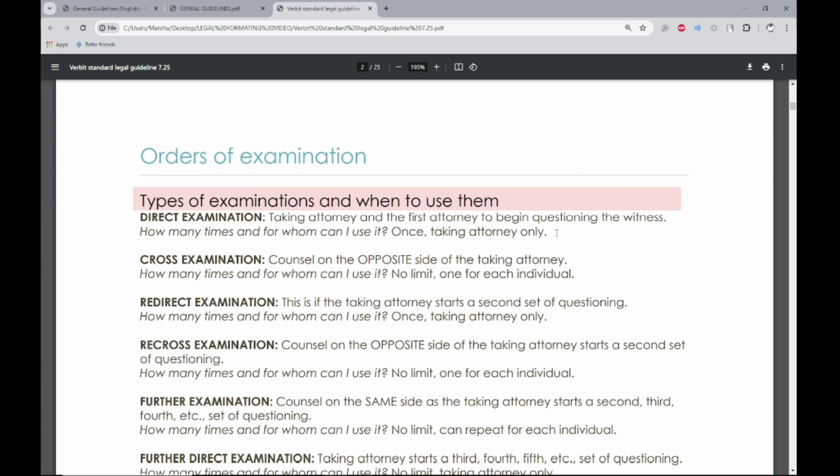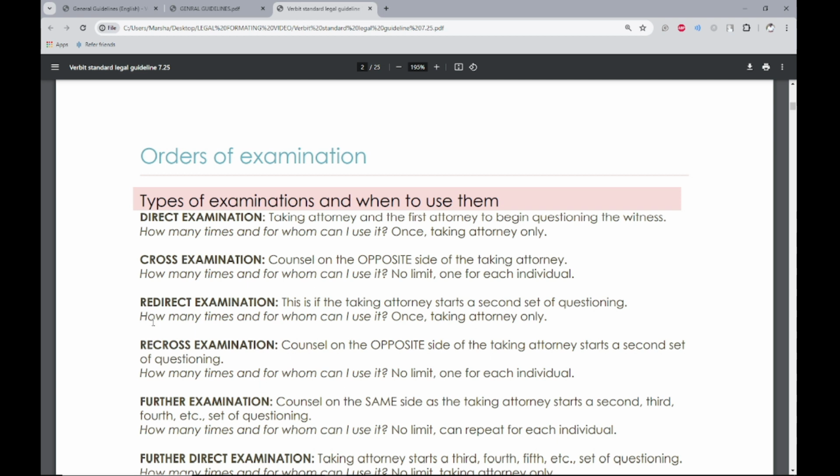All right, and even if they go off the record and come back, if that attorney continues questioning the witness, it's still direct examination. All right, now the objecting attorney, the one who usually says objection, that is cross examination, when that attorney starts asking the question. The same witness is asked the cross examination questions by the second attorney, who is on the opposite side, maybe he is on the defendant or the plaintiff side. All right, so that's cross examination. You have to put cross examination when that attorney starts questioning the witness.